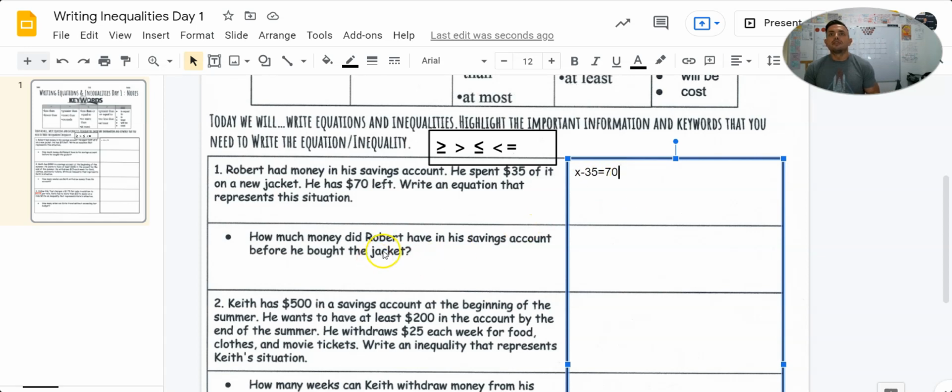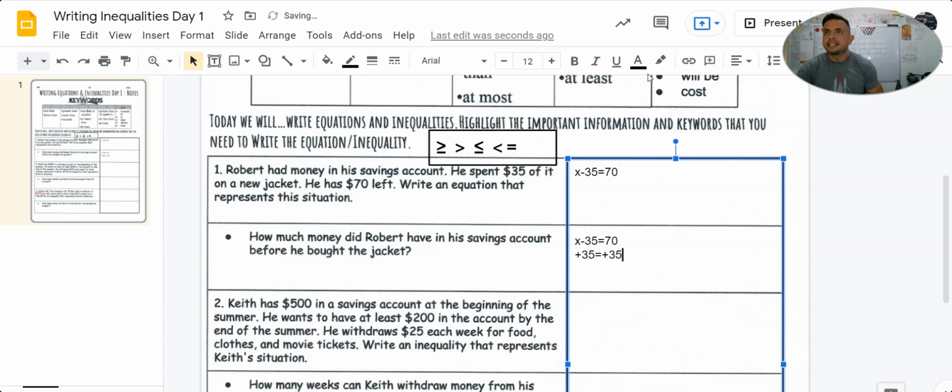Now we're asked, how much money did Robert have in his savings account before he bought the jacket? It's pretty intuitive for most of us, but let's go ahead and do the work anyway. We have this equation, and we're going to work it backwards to solve. My variable is X. We're subtracting 35, so the opposite would be to add 35 to both sides. So we say plus 35 on the left side of the equal sign and plus 35 on the other side of the equal sign.